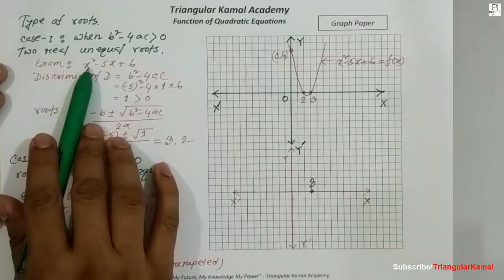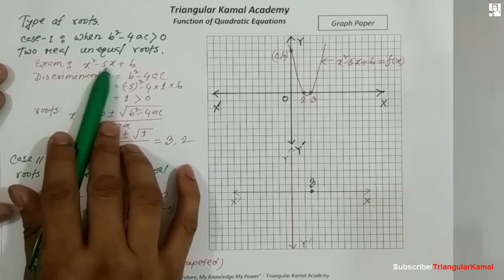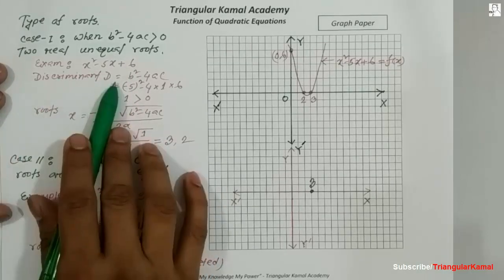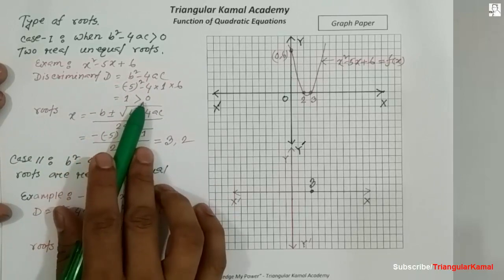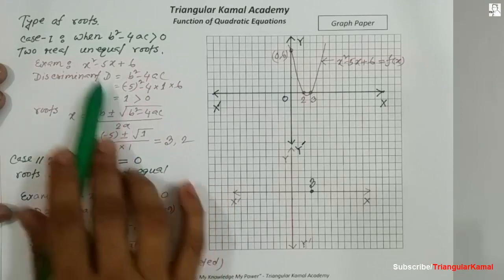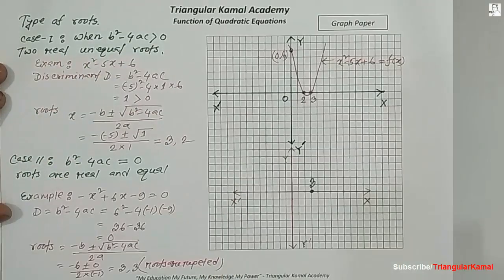Giving one example, x square minus 5x plus 6. Here a equals plus 1, b equals minus 5, and c equals plus 6. And the discriminant D equals b square minus 4ac, doing the calculation we get plus 1, which is greater than 0. So we know when the discriminant of the quadratic equation is greater than 0, the two roots will be unequal and real. Okay, let's see what the roots are.